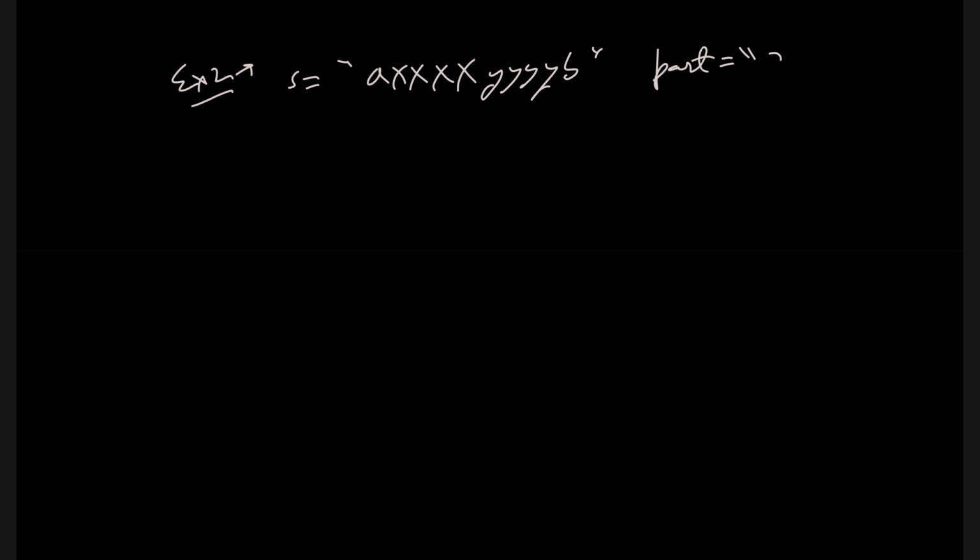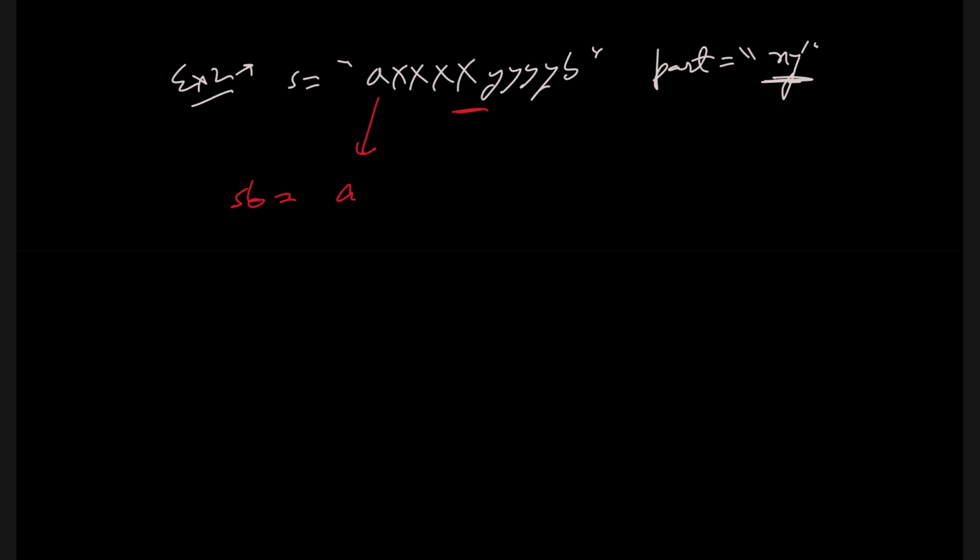For a second example, let's take the second example from the problem itself. We have a string that contains A, X, X, X, X, Y, Y, Y and B. And the part string has XY. Let's again perform the same operation as before. We have to find XY, right? XY we have here. So let's start building our string builder.